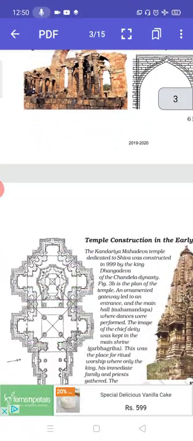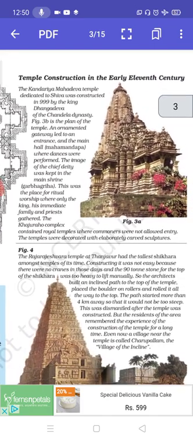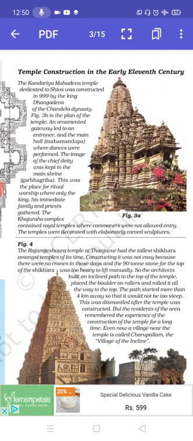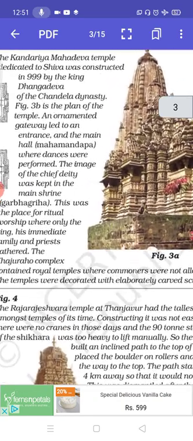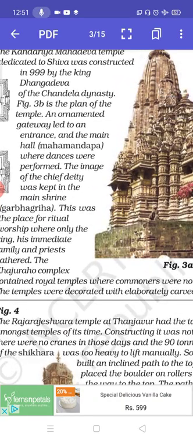Okay, so temple construction in the early 11th century. The Kendriya Mahadev temple dedicated to Shiva was constructed in 999 by the king Dhangadeva of the Chandela dynasty. Figure 3b is the plan of the temple.